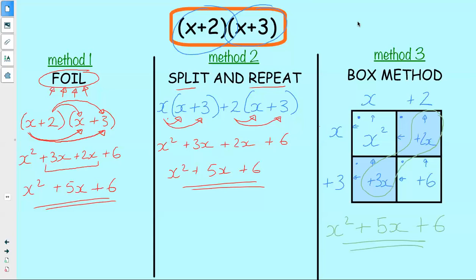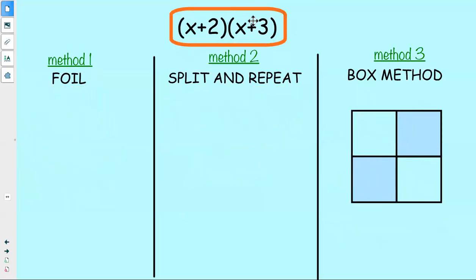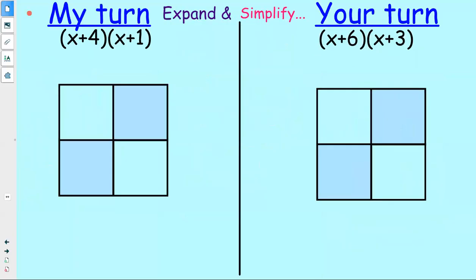So my class, please write down all those methods. You might have a preferred method you want to go with, so please go with that. Let's move on. Okay, so for the next few slides, I'm going to go with the box method. If you preferred one of the other methods, then please use that. Again, I'm going to use my turn on the left-hand side. Please write it down as your example, and then pause the video and do your turn on the right-hand side. Okay, so let's get started.